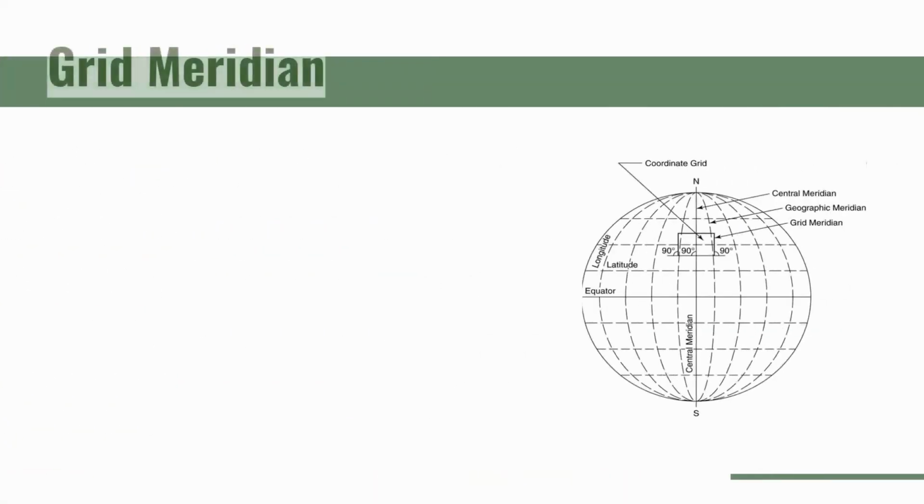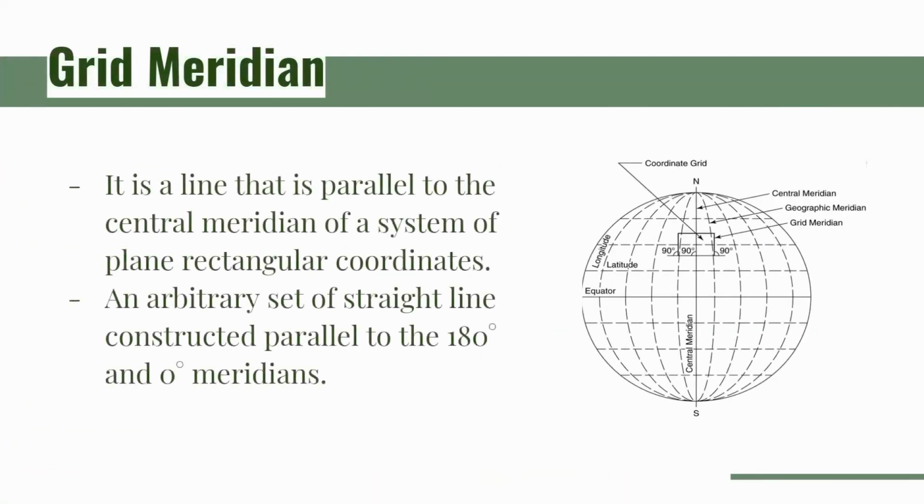Third, we have the grid meridian, which is a line that is parallel to the central meridian of a system of plane rectangular coordinates, an arbitrary set of straight lines constructed parallel to the 180 degrees and 0 degree meridians. We have to assume that all measurements are projected to a horizontal plane and that all meridians are parallel straight lines.